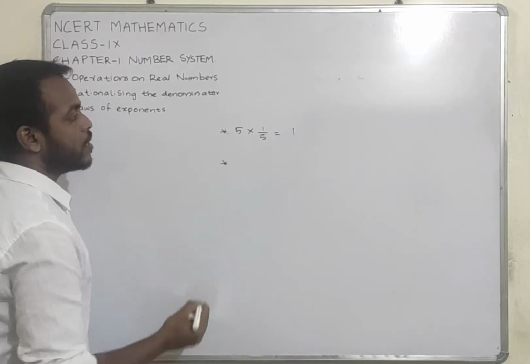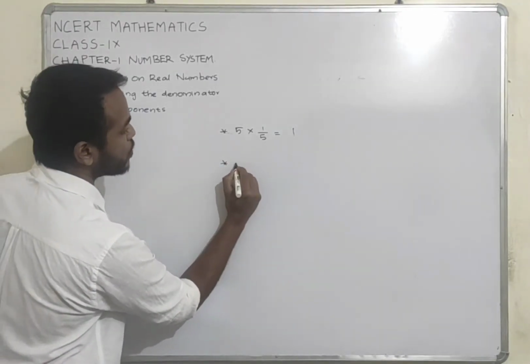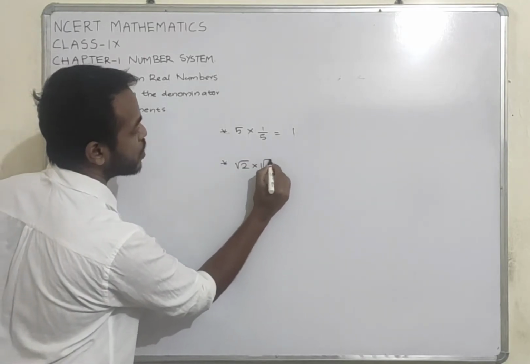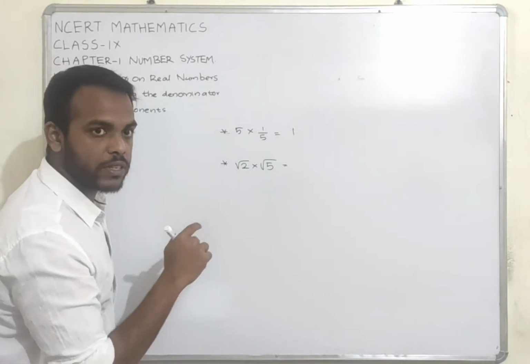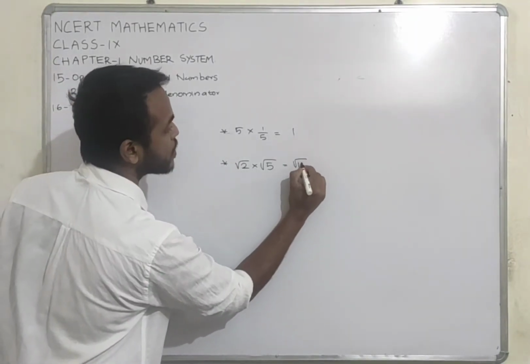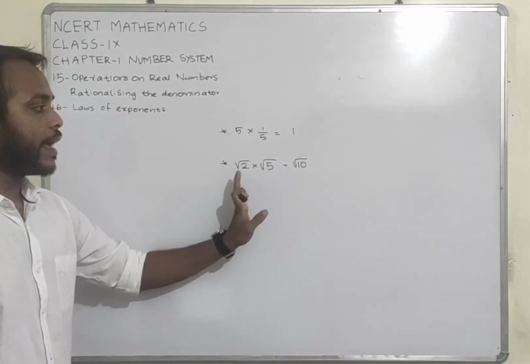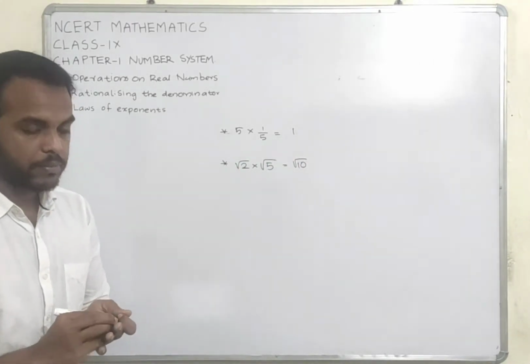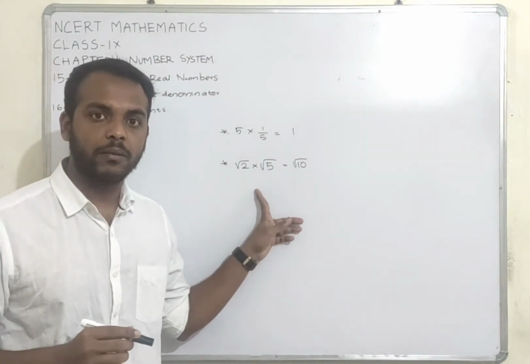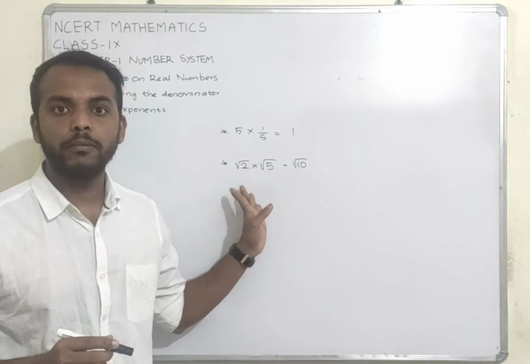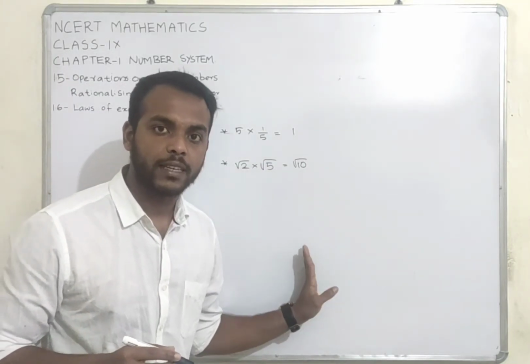Now let's see some examples for multiplication of two irrational numbers. We are going to multiply root 2 into root 5. Root 2 is irrational, root 5 is also irrational. So the resultant is root 10. This is again an irrational number. But there is a condition: if you multiply an irrational number by another irrational number, the result can be rational or irrational.